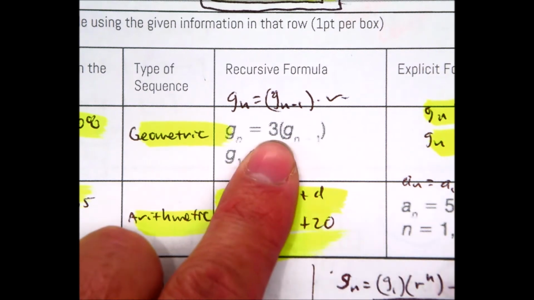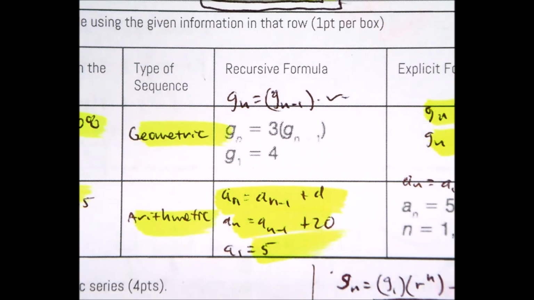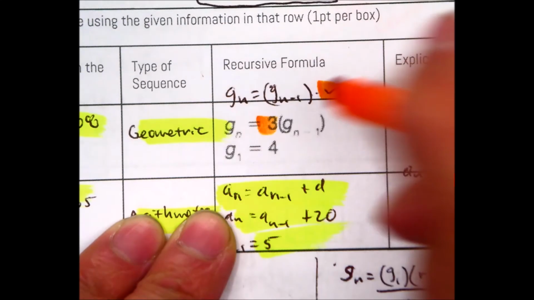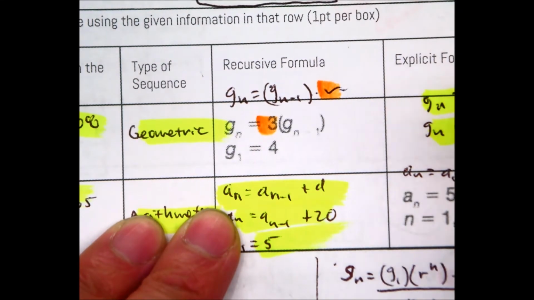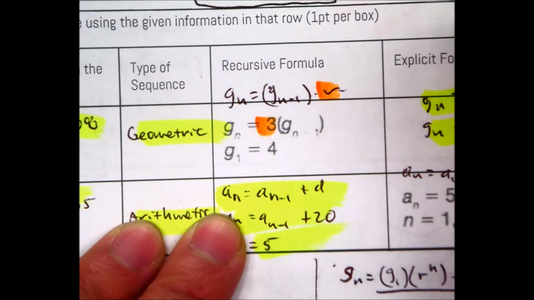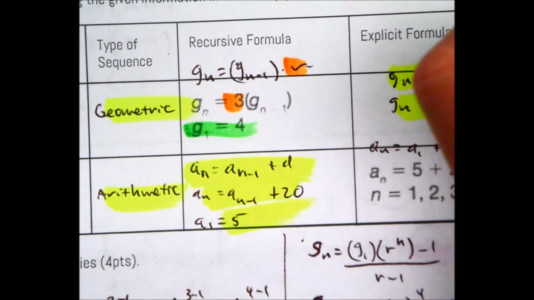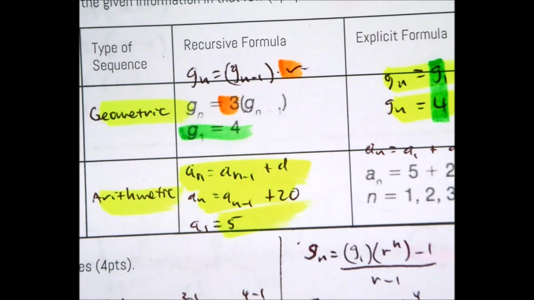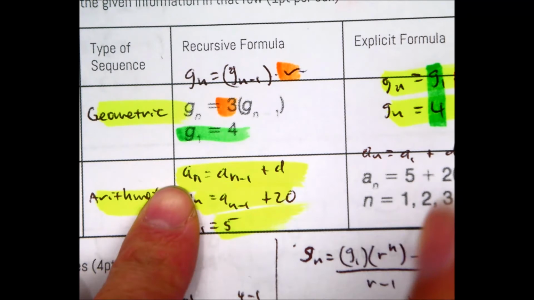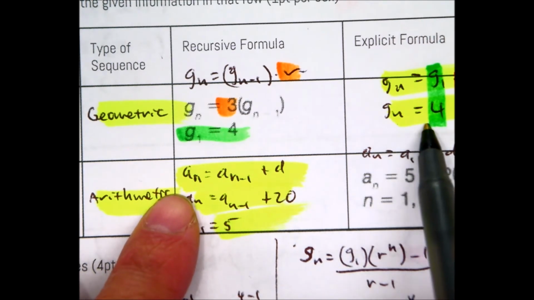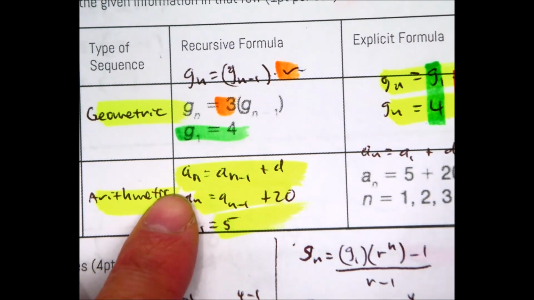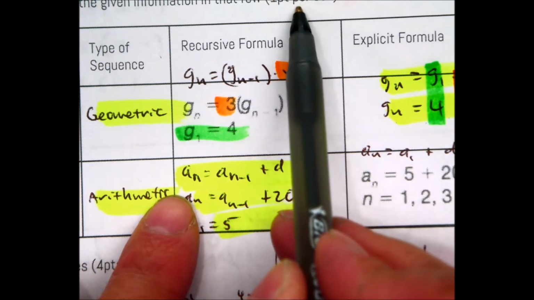And because we have the r value of 3, then you just substitute it in there. And you're just substituting in the information you already have. They already told you that the G1 value is 4, so you're going to put it in there. So the formula I need to get any term in our sequence is Gn equals 4 times 3 to the n minus 1. So that's how you get your 1 point per box.